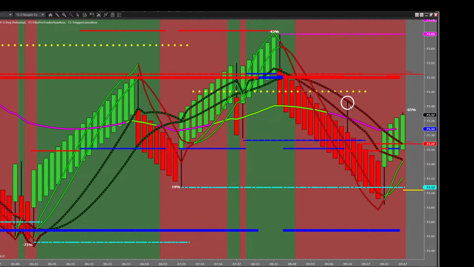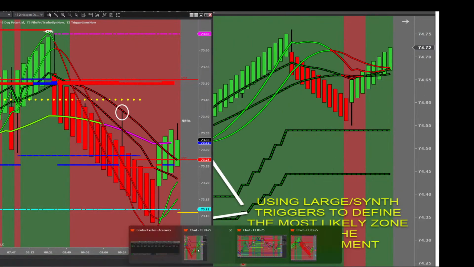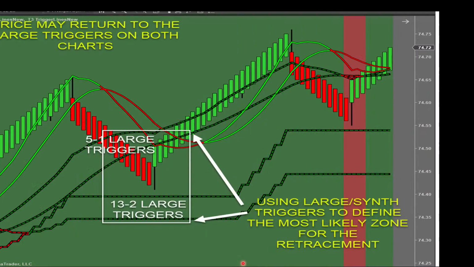We're going to take advantage of this because large triggers on the large chart or on the small chart are going to define where the retracement is most likely to go, where the small crowd's fight is most likely to go. So price may return to the large triggers on both charts, whether it's the 5-1, which are smooth, or the 13-2, which have been superimposed on your small chart. They look like they have steps. From the highest point to the lowest point defines right where the market is most likely to retrace.